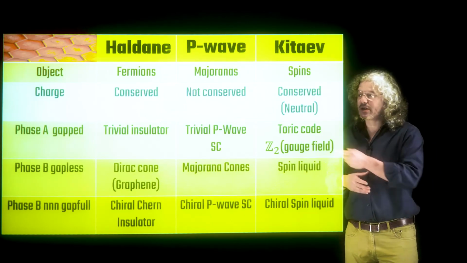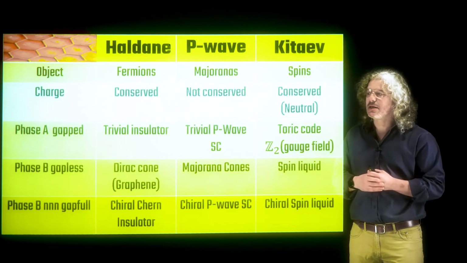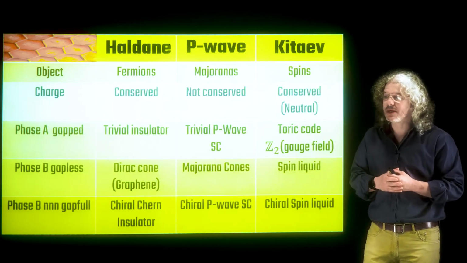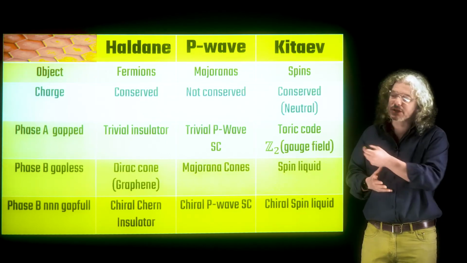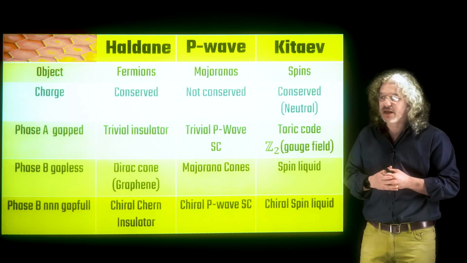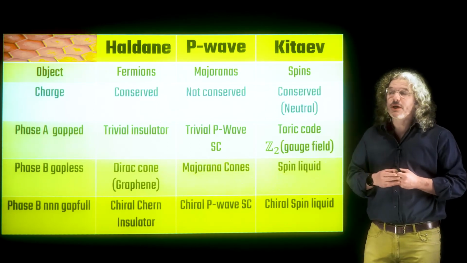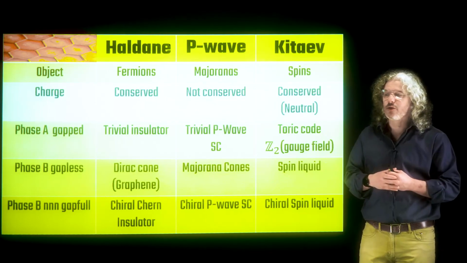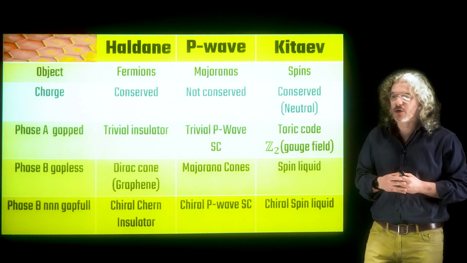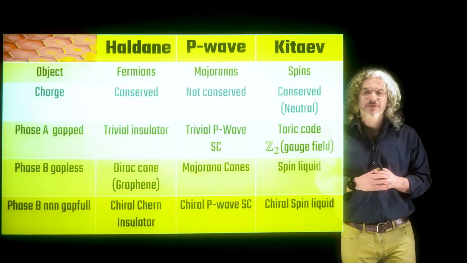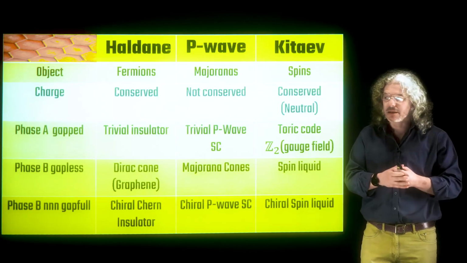When the couplings are more or less equal to each other, we get a different phase. This is a gapless phase, which we call phase B. In the case of Haldane, this simply corresponds to graphene, a Dirac cone. When they are exactly equal, this is the graphene case. In the P-wave superconductor, we will get a very interesting superconductor, which is a gapless superconductor with a cone of Majoranas. In the case of Kitaev, we will get a spin liquid phase, which is gapless in the bulk.